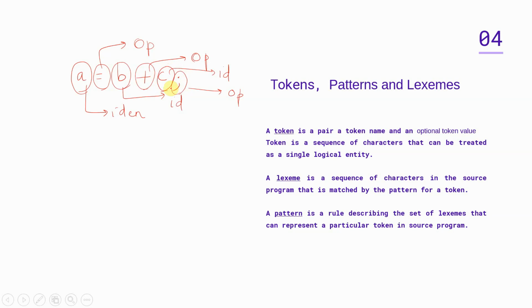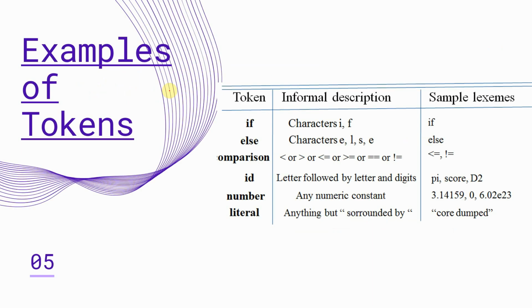And the last term is pattern. In order to find the category, that is, A is an identifier or is equal to is an operator, somebody must have already defined the rules for identifying this, right? So the rules which are defined in order to identify the proper category of each of these components are patterns. We make use of regular expressions in lexical analysis in order to recognize the valid set of tokens.